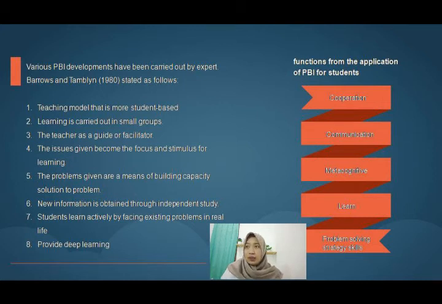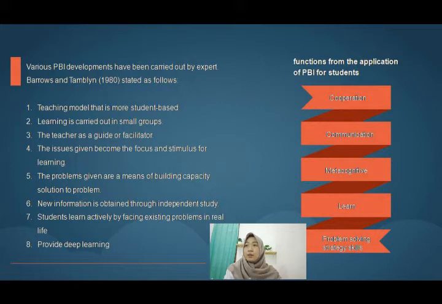Various PBI development can be carried out by expert education, such as Barrow and Tamblin said, a teaching model that is more student-based, so it's not teacher-centered. The next is learning is carried out in small groups, around 4 to 7 students. The teacher's function is as a guide or a facilitator. The issue given becomes a focus and stimulus for learning.